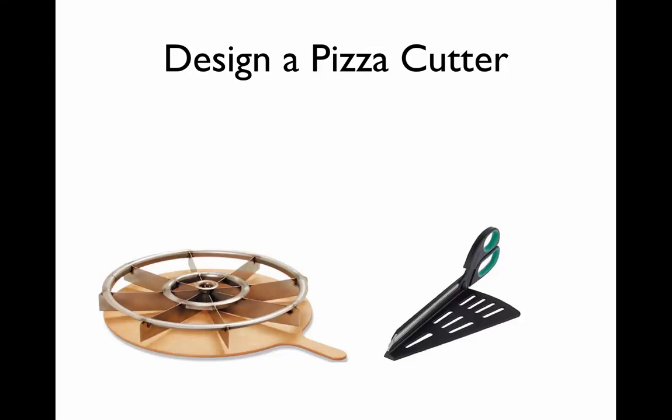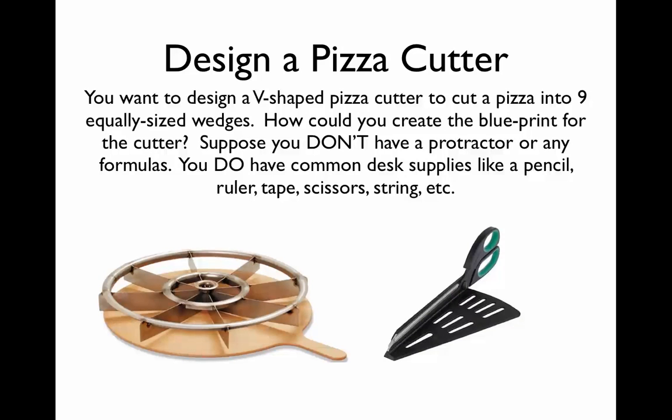So we're going to design a pizza cutter. Here's 2 different versions, but you see the angle formed there, the vertex at the center of the pizza. We want to design a pizza cutter that will cut the pizza into 9 equally sized wedges. So we want to design a blueprint for this pizza cutter. But you don't have a protractor. A protractor assumes that we already know how to measure an angle. So we're starting from scratch here.